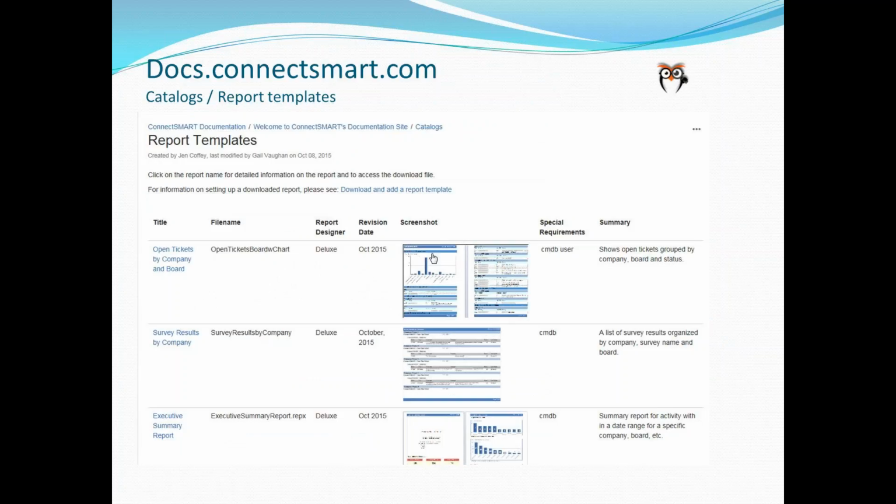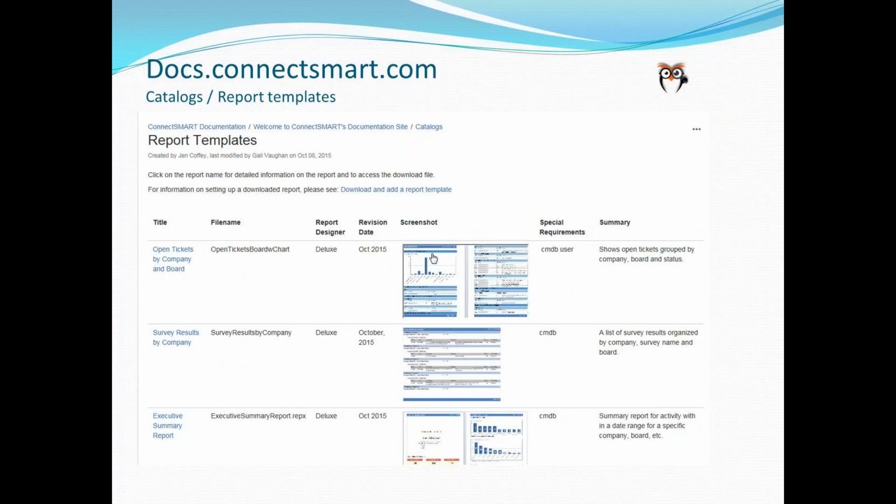Now, if you go to docs.connectsmart.com and click on catalogs and then go to the report template section, you will see this screen right here. And as you can see, that first report that we were talking about is the first one in the list here and has a brief description of what the report does, a little screenshot, and then your second report, third report. So we are going to be adding, as available, more reports.